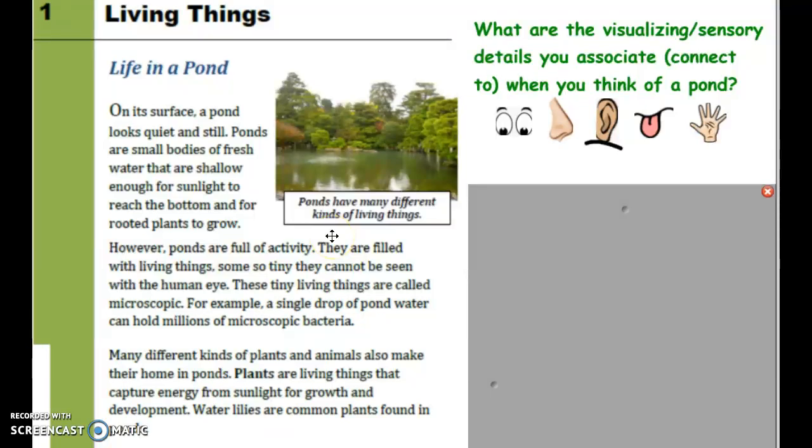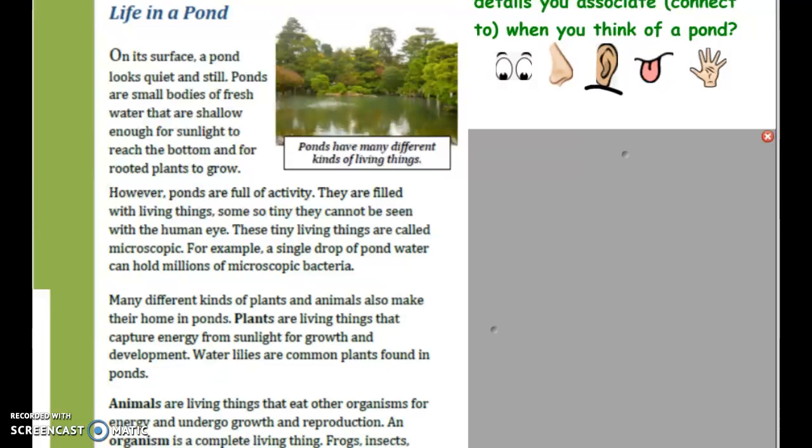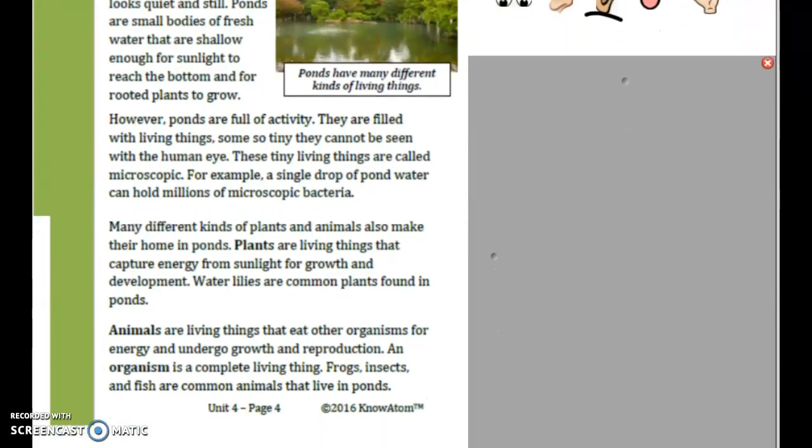On its surface, a pond looks quiet and still. Ponds are small bodies of fresh water that are shallow enough for sunlight to reach the bottom and for rooted plants to grow. However, ponds are full of activity. They are filled with living things, some so tiny they cannot be seen with the human eye. These tiny living things are called microscopic. For example, a single drop of pond water can hold millions of microscopic bacteria. Many different kinds of plants and animals also make their home in ponds.